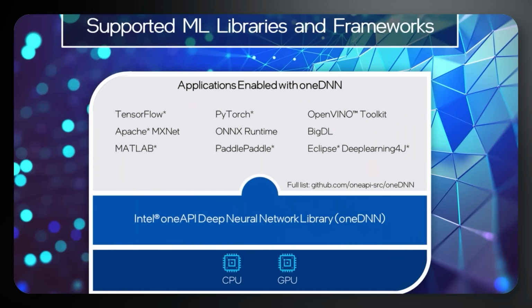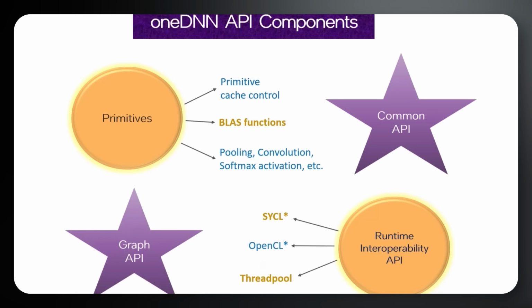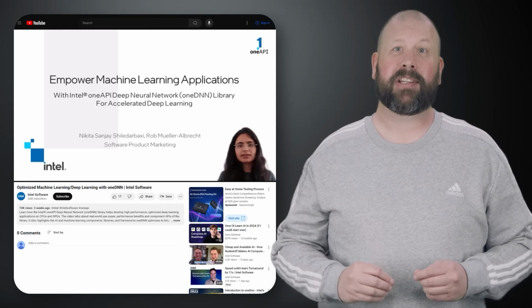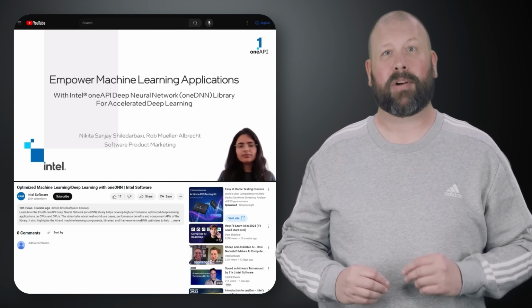Learn how oneDNN accelerates AI ML libraries and frameworks like TensorFlow, enhancing machine learning model performance. The video also details how the oneDNN API supports graph-based deep neural networks and integrates with SYCL, OpenCL, and Threadpool frameworks for efficient deep learning application development. Watch the video and check out the resource links in its description to learn more.